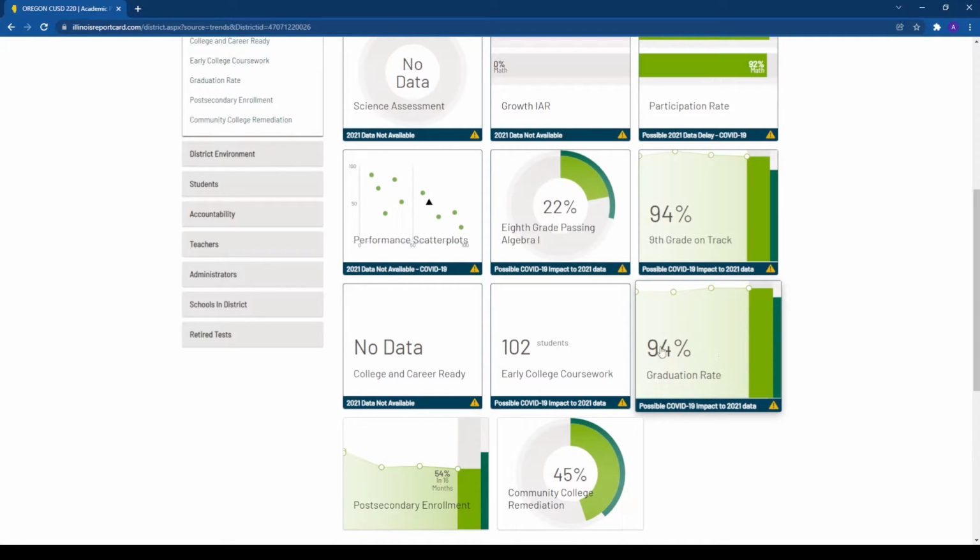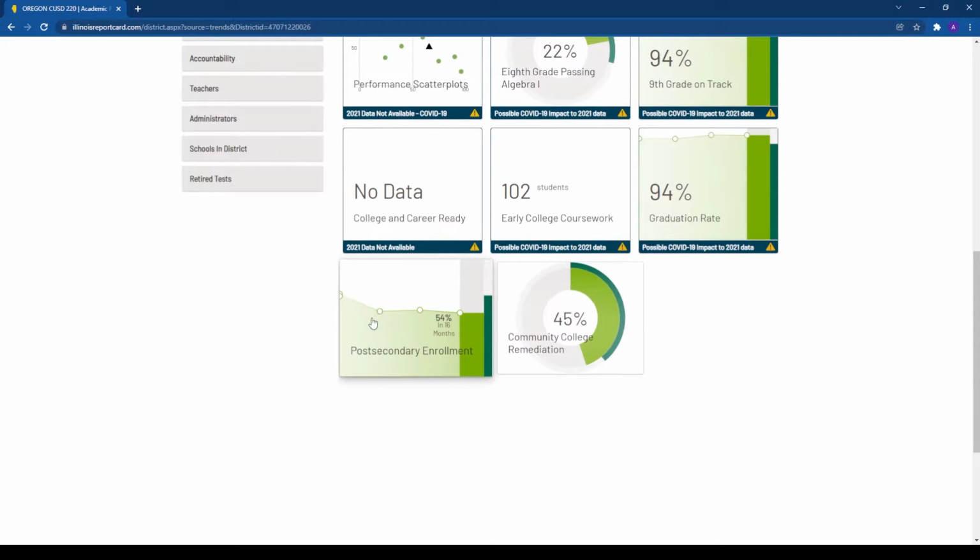This is the district's graduation rate. Here we can see the percentage of students that are enrolled in post-secondary education within 16 months of graduating from high school. And here is the percentage of students that are taking college remediation classes at a local community college after graduating. So they may be enrolled in community college, but of those that are enrolled in a community college, 45% of them need to take a remediation course to get them brought up to speed and ready for college.